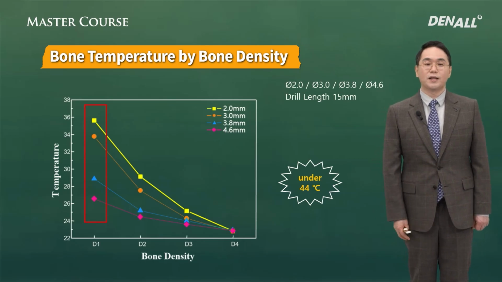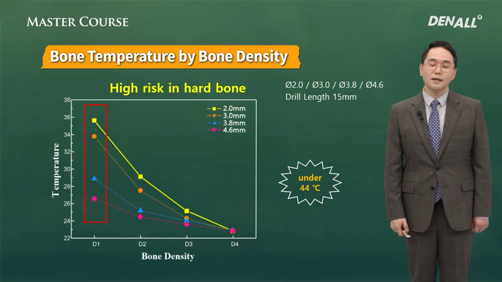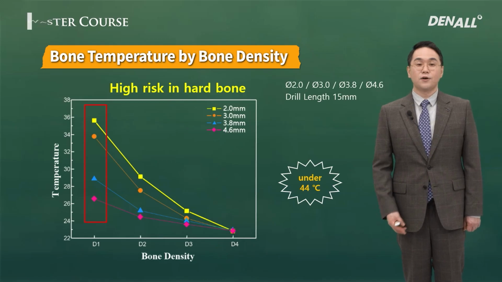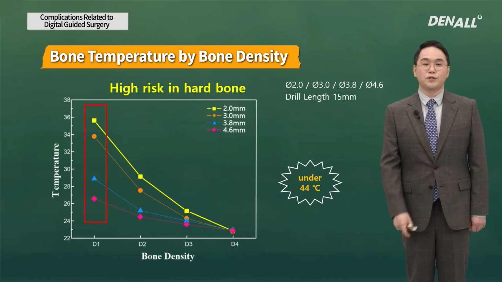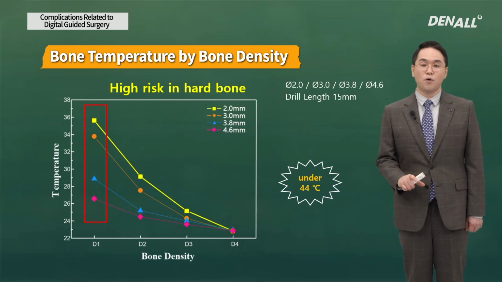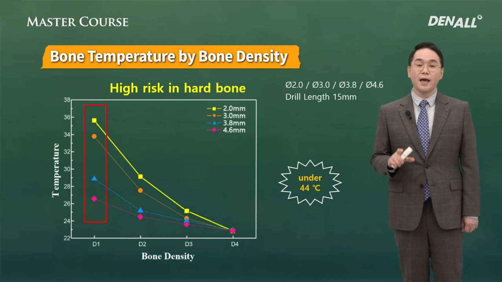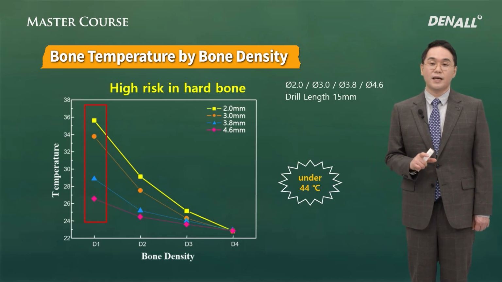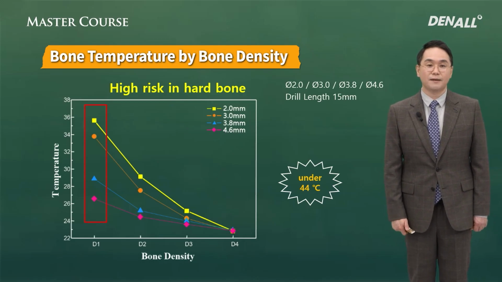If it is D1 bone, even more heat is going to be caused. Therefore, you need to pay more attention in hard bone. If you anticipate it to be hard bone, you do not want to use the 2.0 millimeter drill at full depth. Use a shorter drill, 6 millimeter, 7 millimeter, and 8.5, and then 10. Gradually increase the length of the initial drill up to the point of the implant length in order to minimize heat generation.